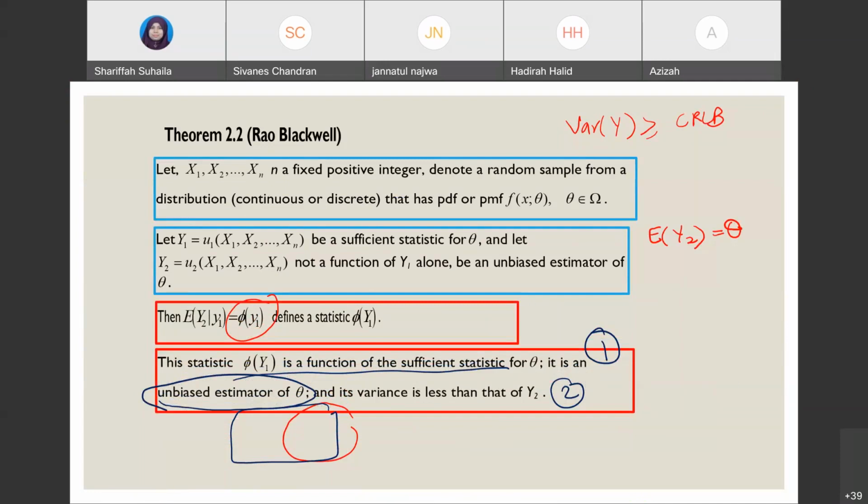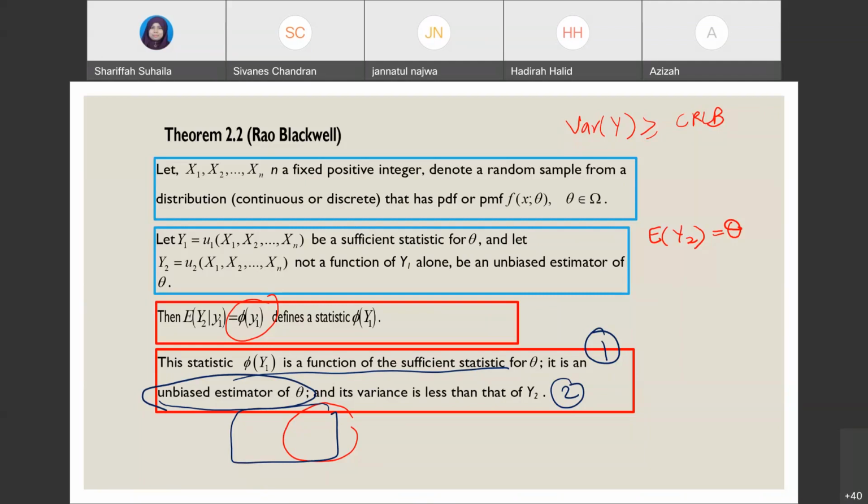So that means any function of the sufficient statistic, and then it is an unbiased estimator of theta. So the important key is that y2 must be an unbiased estimator. Y1 is a sufficient statistic, but we have not proved whether it is unbiased or not. So we define another variable, which is y2. It's also a function of the sufficient statistic and is also an unbiased estimator of theta.